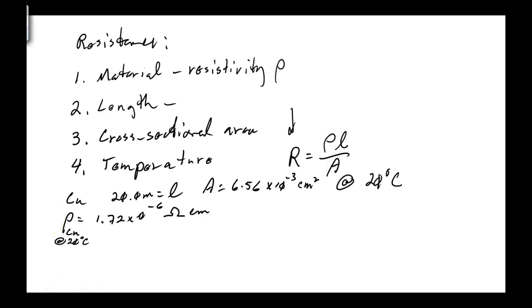So, what is the resistance of that copper wire? 20 meters long, that's all one long wire. Area of 6.56 times 10 to the minus 3 centimeters squared at 20 degrees. Okay? Now, I don't know if you recognize it or not, but it looks like we may have a little bit of a problem, but we really don't. Well, we do too.